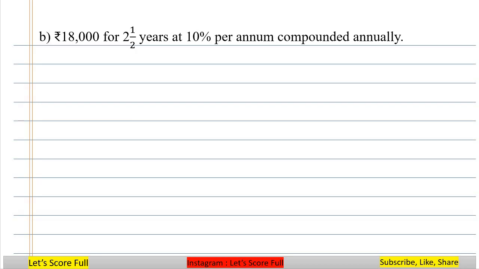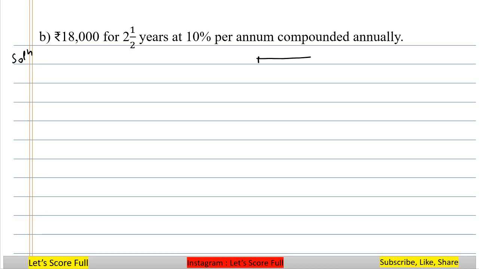Principal, it says 18,000 and the time is 2.5 years. The rate of interest is 10% per annum and compounded annually. So what do we do when the time period is in fraction, like it says compounded annually and 2.5 years.